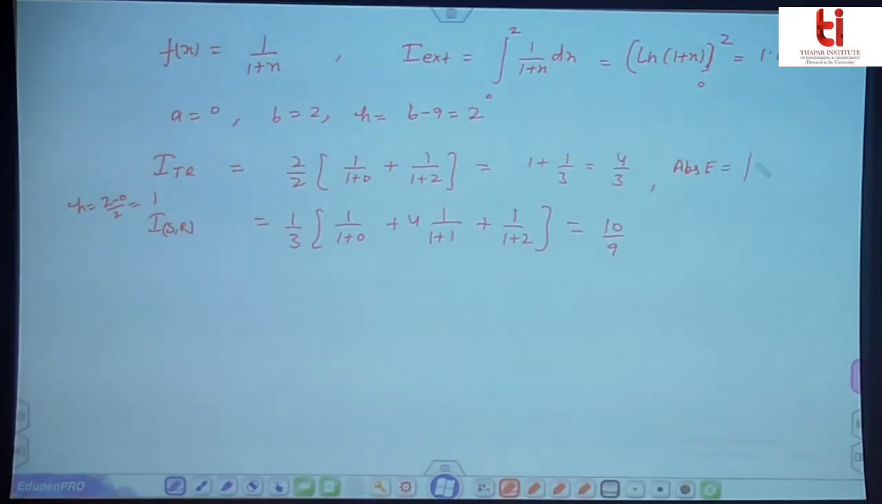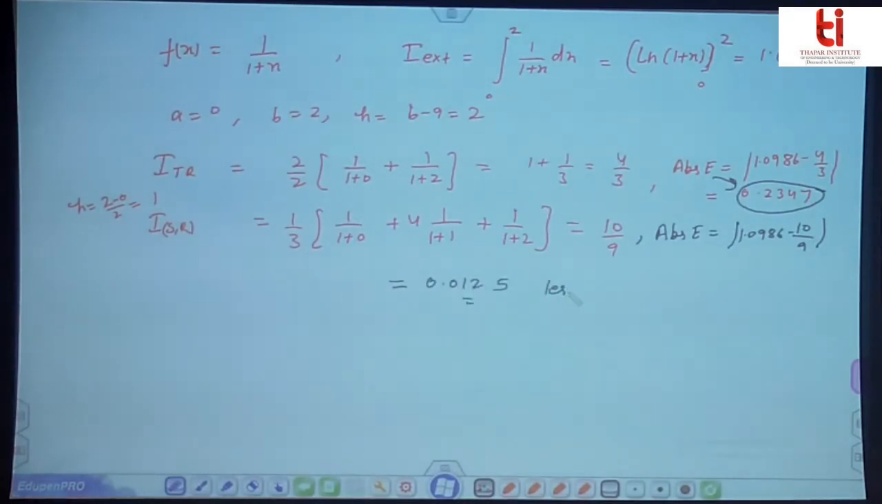So here the absolute error for the trapezoidal rule is 1.0986 minus 4 upon 3, and the value of the error is coming out to be 0.2347. So this is the absolute error. In the Simpson case, the absolute error will be 1.0986 minus 10 upon 9, so it is coming out to be 0.0125. Okay, so this error is less.